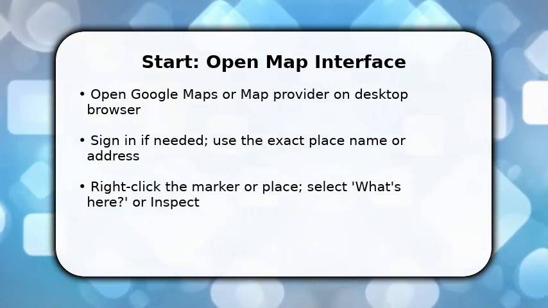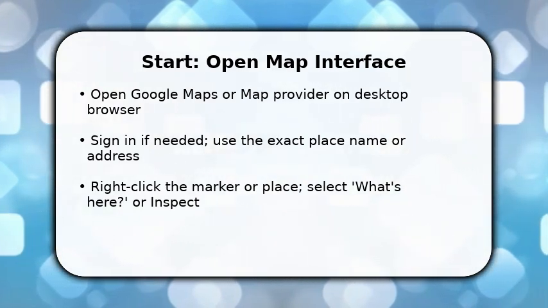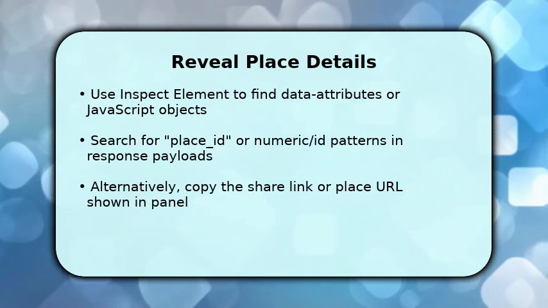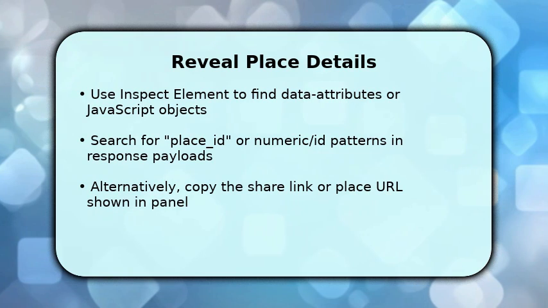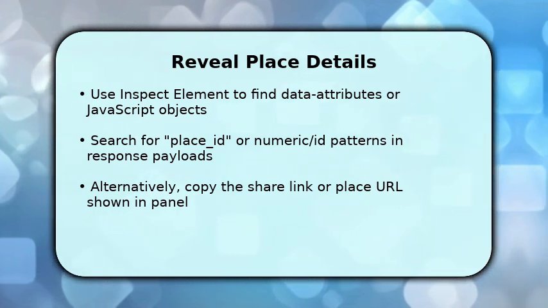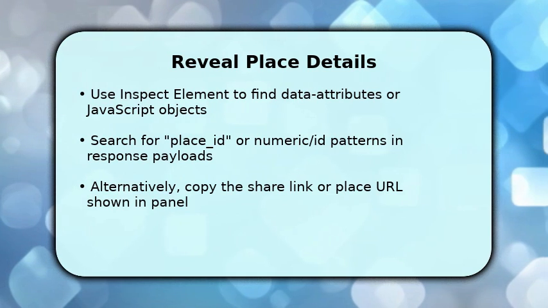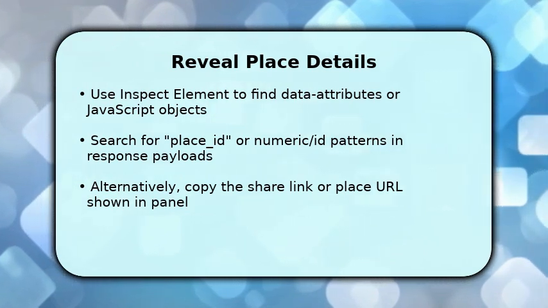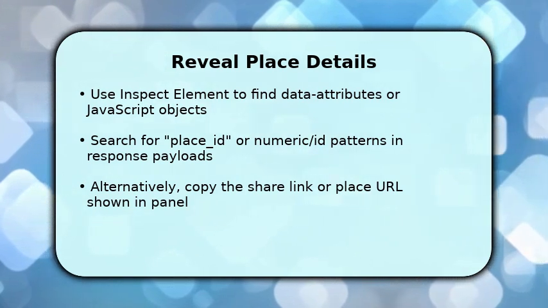Once done, open the browser developer tools and switch to the Elements or Network tab so you can see the page structure and API responses. Search the Elements tree for strings like place ID or patterns resembling an ID. If not visible, reload and watch the Network tab for XHR or fetch responses that return JSON. You can also click Share to copy the place URL.